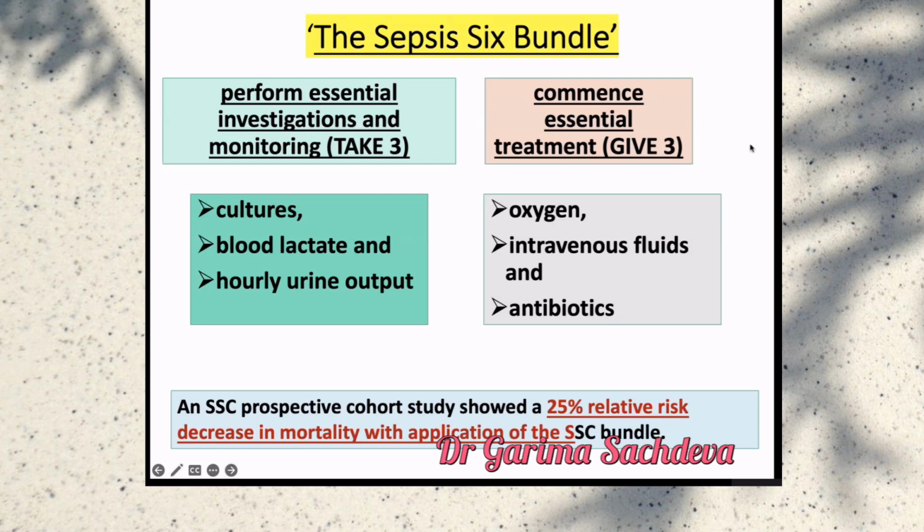Then there is something called the Sepsis 6 bundle. What is the Sepsis 6 bundle? In any patient who comes with sepsis, you have to perform this. You have to take 3 and give 3. Take 3 in terms of investigations and monitoring: you take cultures, you send blood for lactate, and do early urine output monitoring. And give them oxygen, IV fluids, and antibiotics. Antibiotics should ideally be started within 1 hour of the diagnosis of sepsis. So this you have to remember, what is included in the Sepsis 6 bundle: take cultures, send blood for lactate, do early urine output monitoring, start oxygen, IV fluids, and antibiotics.